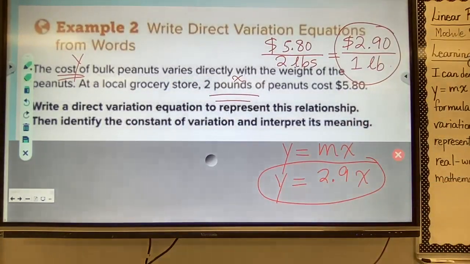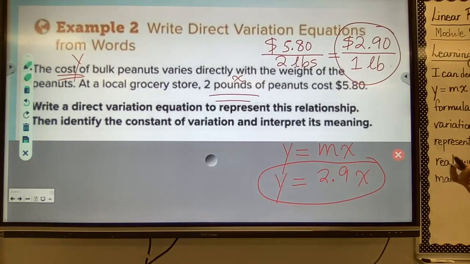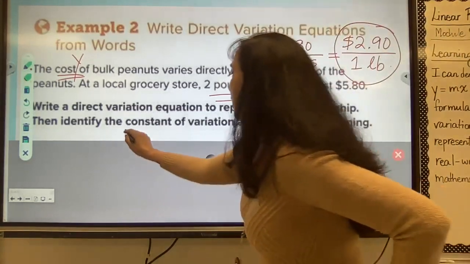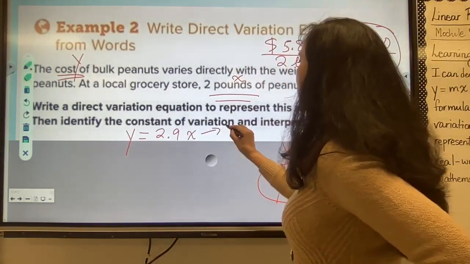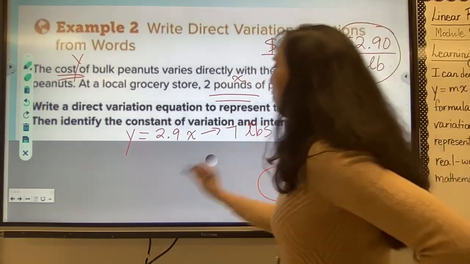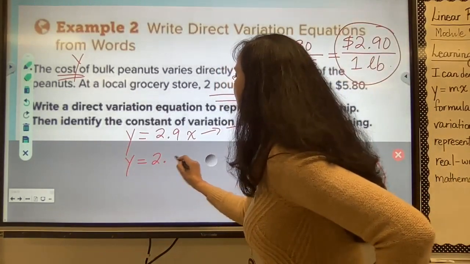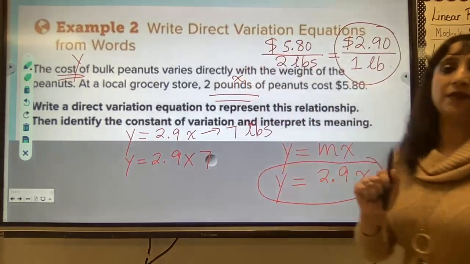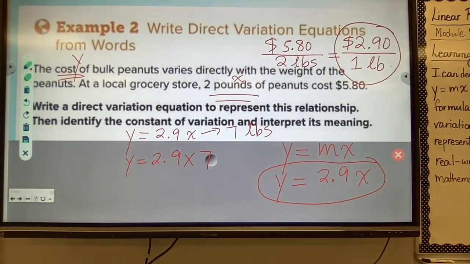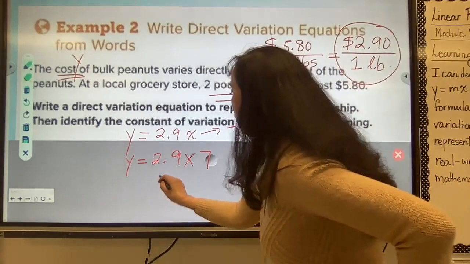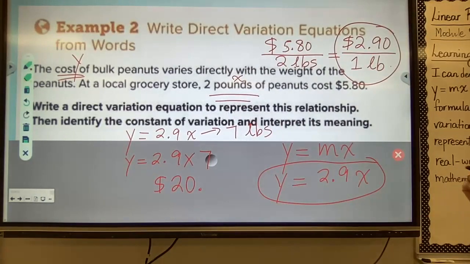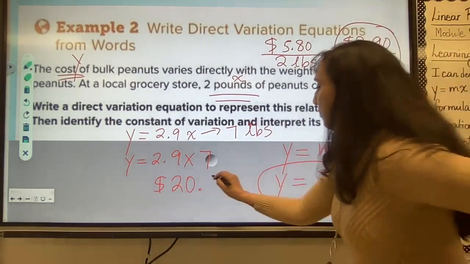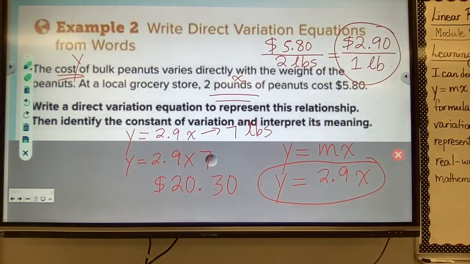All right. So how would you determine the cost of 7 pounds? All I would do is take this equation, y is equal to 2 and 9/10 x. And now the x is what? 7 pounds. So I would do y is equal to 2 and 9/10 times 7. And then I would multiply and I would get $20.30. Okay. So that is what my answer would be when I am simplifying it.